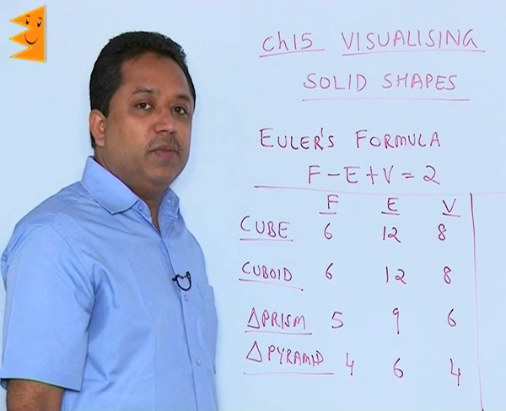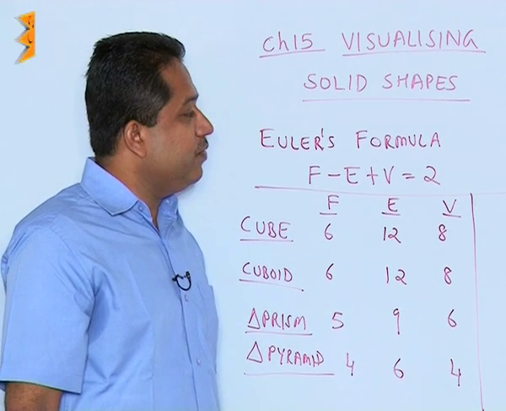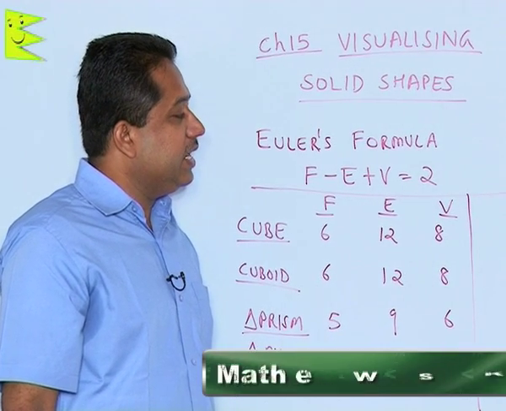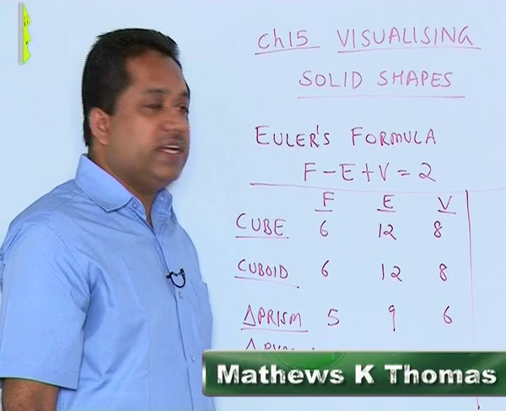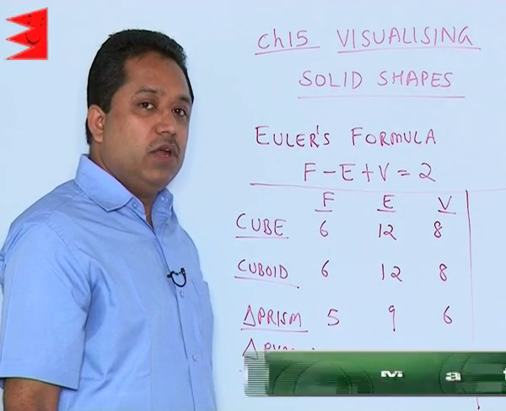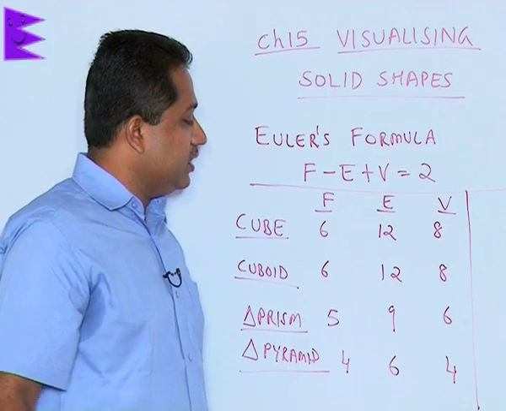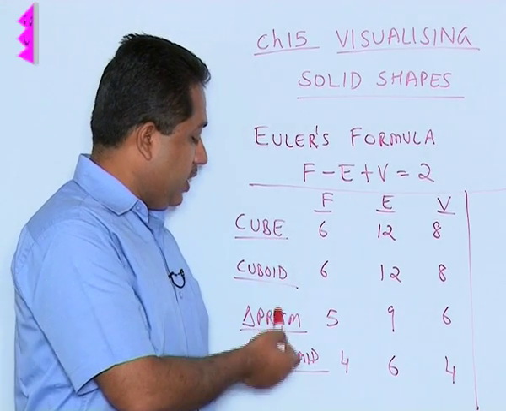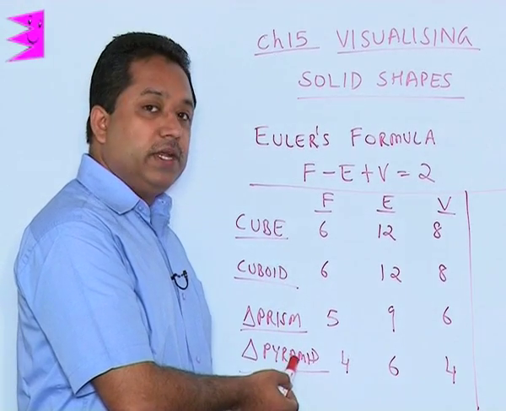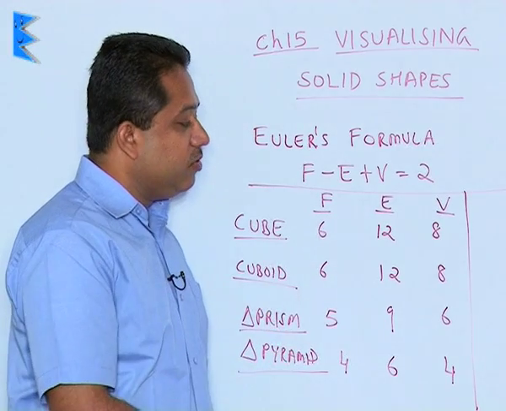Now, let us see Euler's formula, by which we are going to verify whether what we have found out about faces, edges and vertices is actually correct or wrong. I have written 4 figures in front of you, that is cube, cuboid, triangular prism and triangular pyramid, and I have shown you how these figures look like.